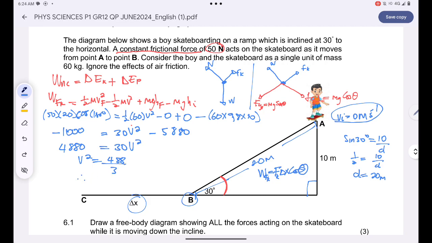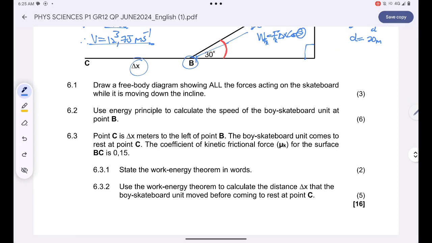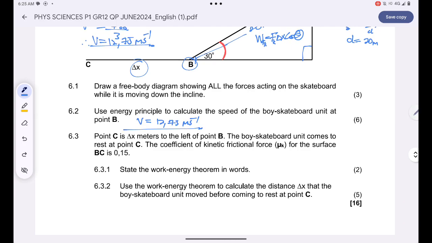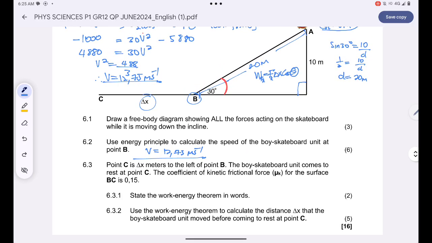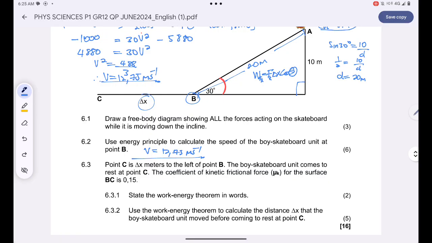Then I can take square roots on both sides, and then my final answer will simply be 12.75 meters per second. So the answer there, the speed of the boy skateboard unit at position B is just 12.75 meters per second. Okay, and then now you're told that point C is delta x meters to the left of B.